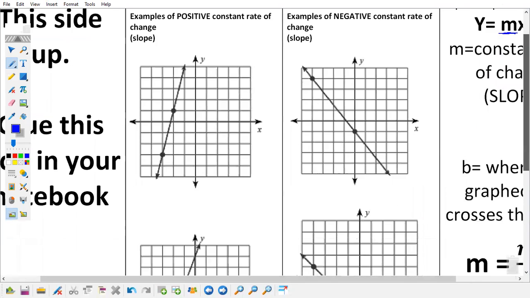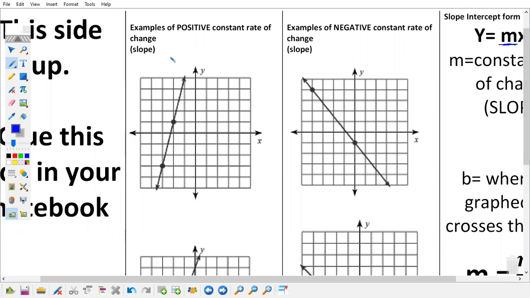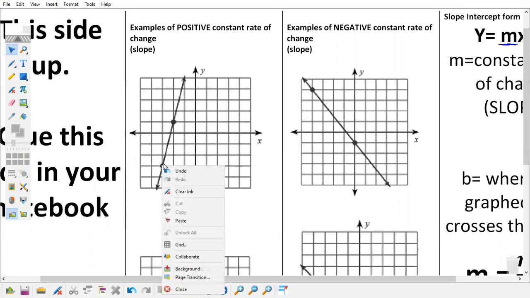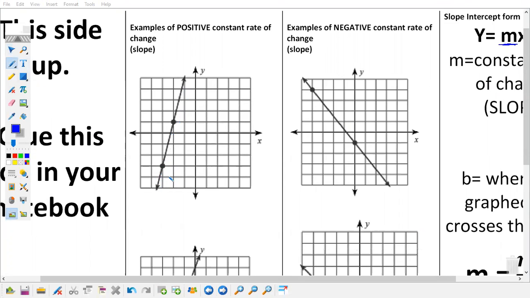So if you look at our graphs, it says examples of positive constant rate of change. So we know that it is positive because as we read the graph from left to right, what is it doing? It's going up, it's increasing, right? So from a graph, I have two clear points that I can use to help me find the slope. And finding the slope in this case would be a rise, 1, 2, 3, 4. I rise 4 and I run 1. So my slope equals 4 over 1, which equals 4. So the constant rate of change here is a positive 4.